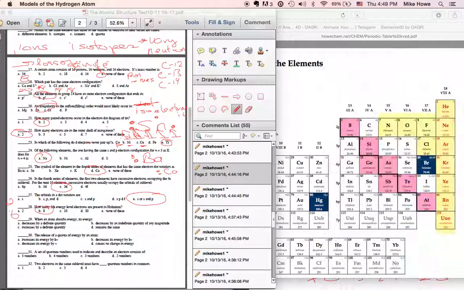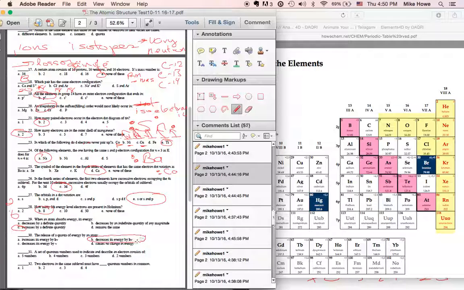Okay, so we'll get this out of the way. All right, so when an atom absorbs energy, its energy, of course, increases, and it increases by a definite quantity. Energy is quantized, and so it only absorbs certain amounts of energy. By the same token, the release of a quanta of energy, if it's releasing energy, it's going to decrease its energy, so the answer has to be C or B, but what is the formula for energy?